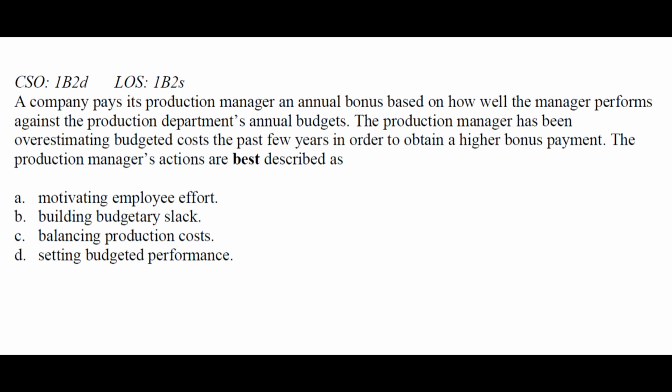C. Balancing production costs. Incorrect. Balancing production costs refers to managing production expenses efficiently and has no connection with intentionally inflating budget estimates. D. Setting budgeted performance. Incorrect. Budgeted performance simply refers to establishing expected performance targets. It does not imply deliberate manipulation of budget assumptions for personal gain. Correct answer: B. Building budgetary slack.